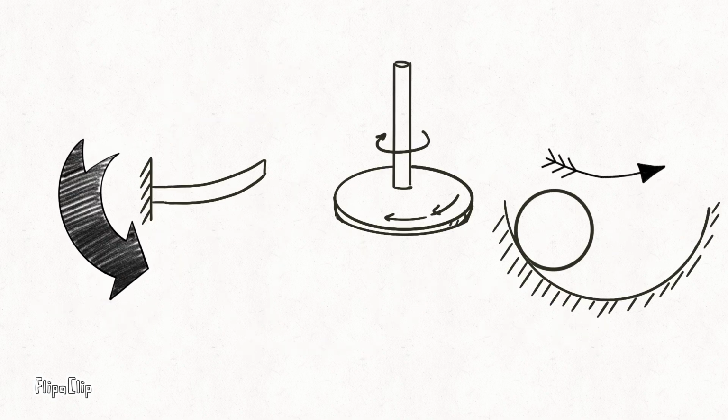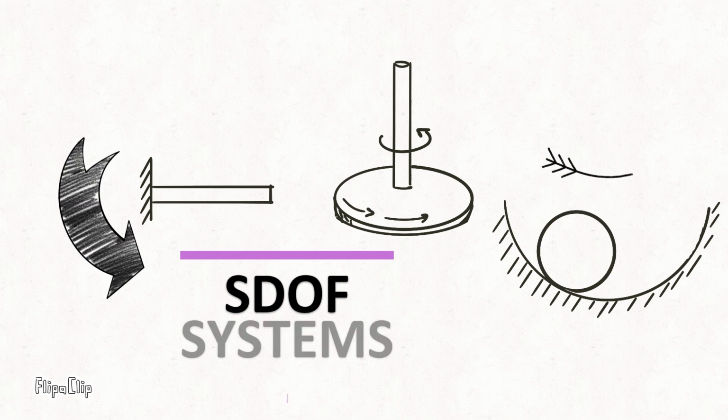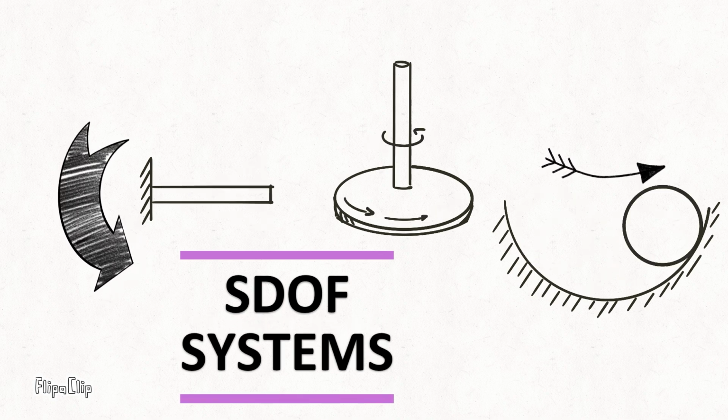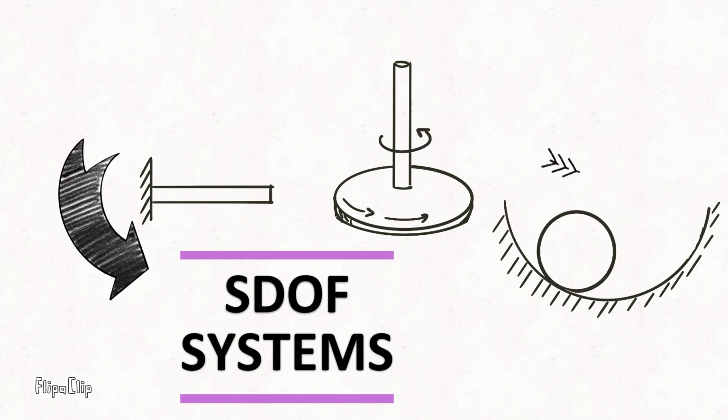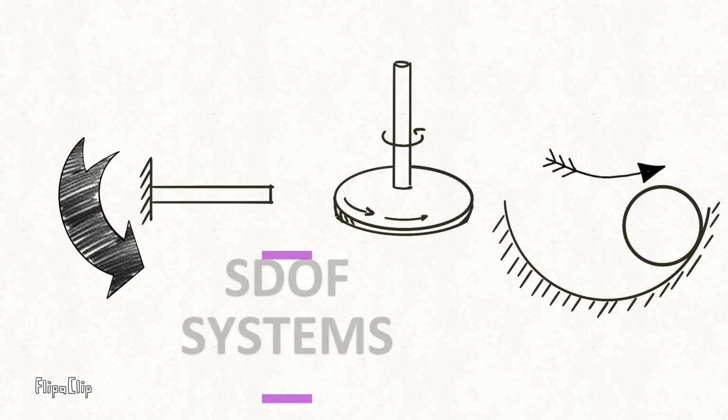While this discussion has focused on spring mass systems, the same terminology applies to all single degree of freedom systems. This includes beams, torsional members, and rotational elements like disks or pendulums, where the mass can be substituted with the mass moment of inertia.